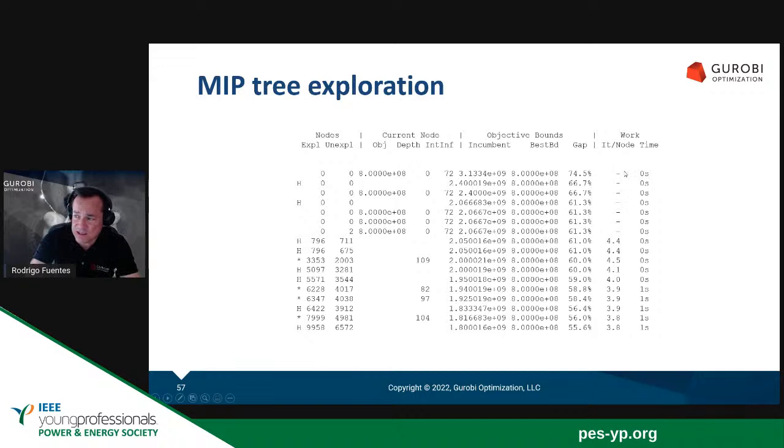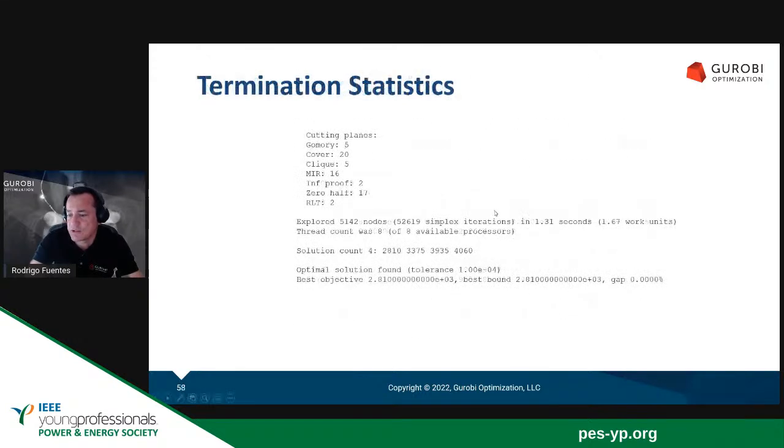In the last section, we have a work measure of the algorithm. So here we have the iterations per node. It's the average number of simplex iterations that we use to solve the node relaxations. And on the most far right column, we have the time of the log.